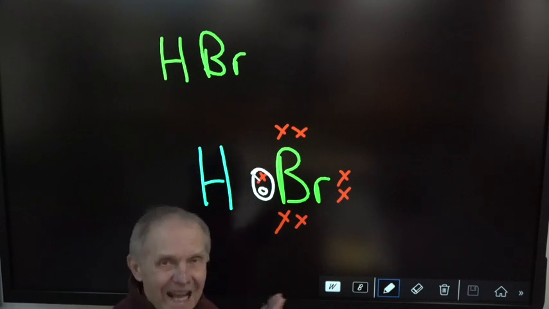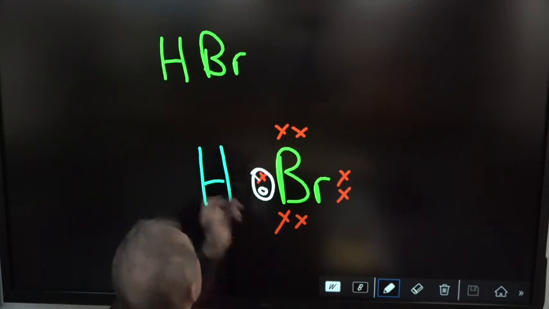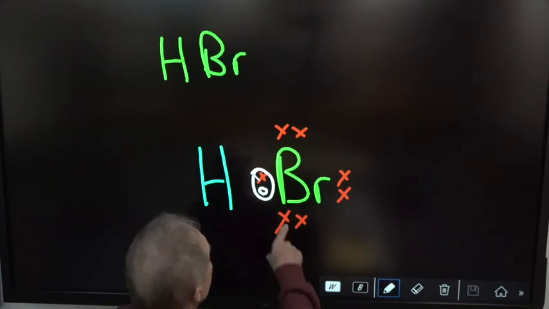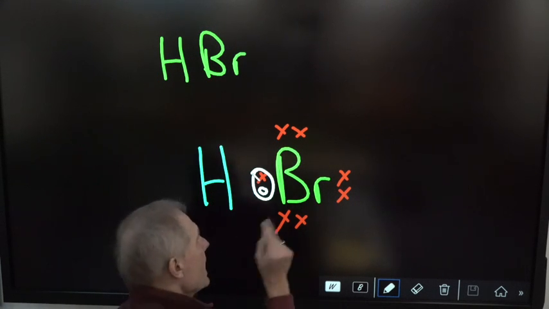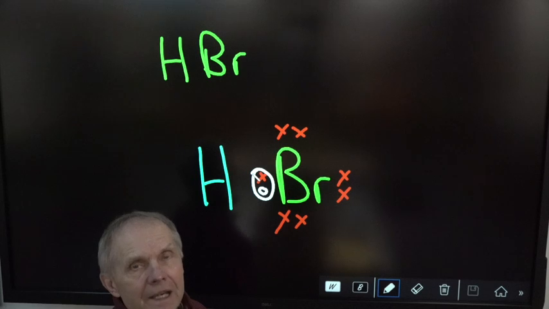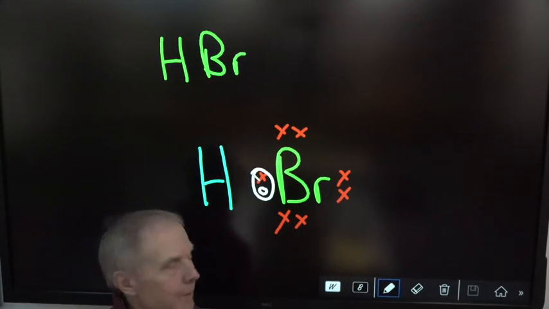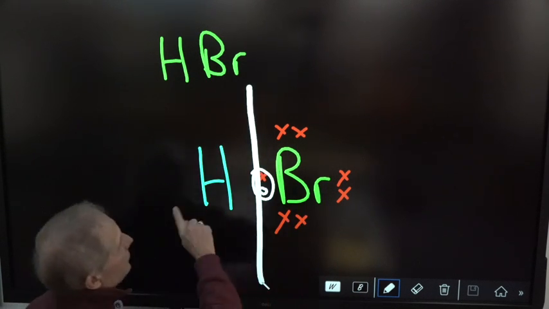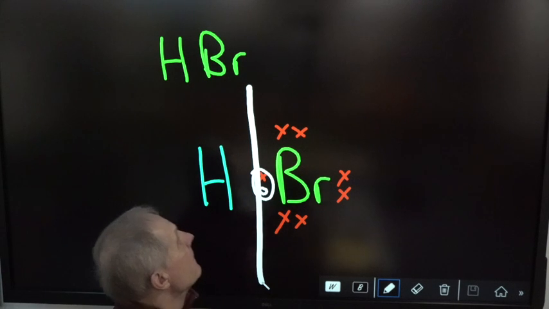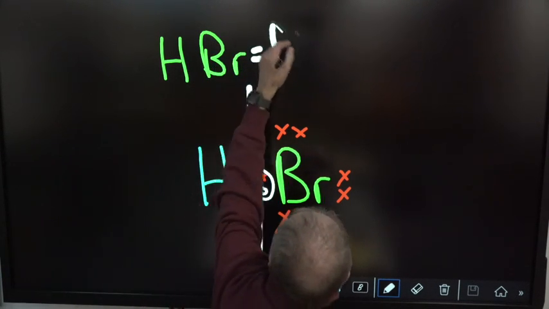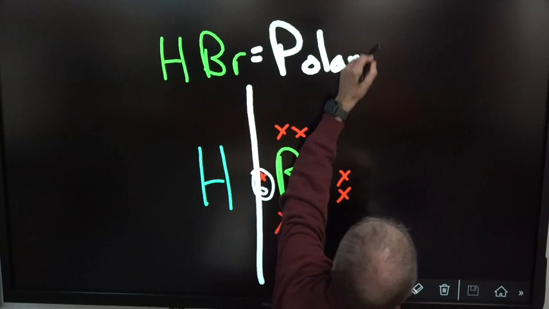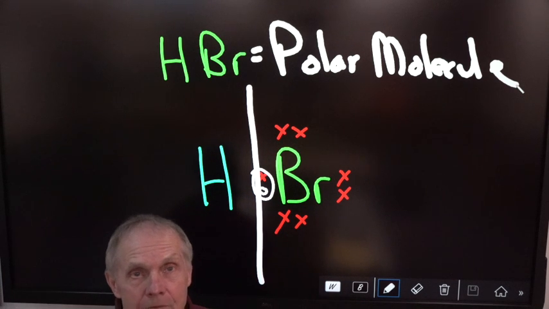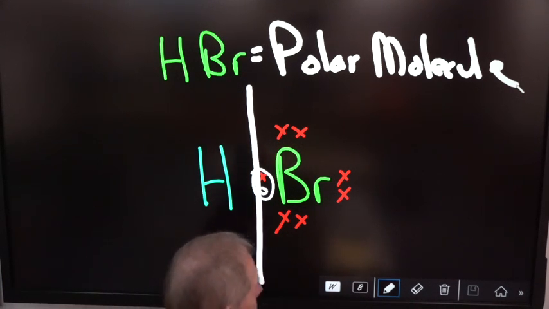But we already said it's got to be a polar bond. How come it's not ionic? There is no metal up there. Can't be ionic. Can't be metallic. So it's not sharing equally, so it's got to be a polar bond. Now let's see if it's symmetrical or asymmetrical. This is a very easy one. If I cut it right down the middle, does it look the same on both sides? Absolutely not. So HBr is a polar molecule. All right? Now we go to some different ones.